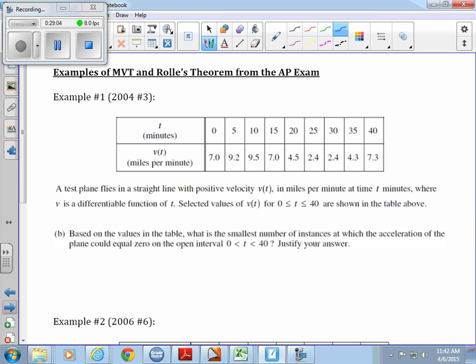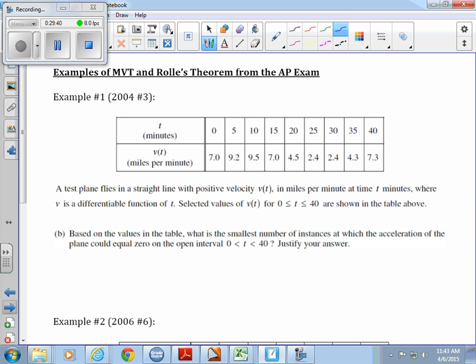Okay, so this is an AP example. Y'all paying attention? A test plate flies in a straight line with positive velocity v of t in miles per minute. Time is in minutes. V is differentiable, and selected values of v of t from 0 to 40 are shown in the table above. Based on the table, what is the smallest number of instances at which the acceleration could be equal to 0?